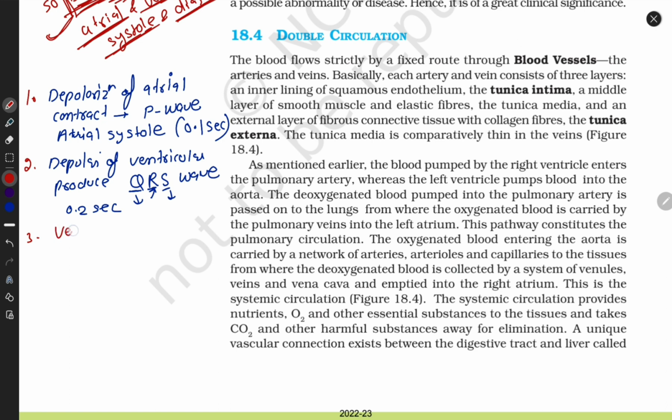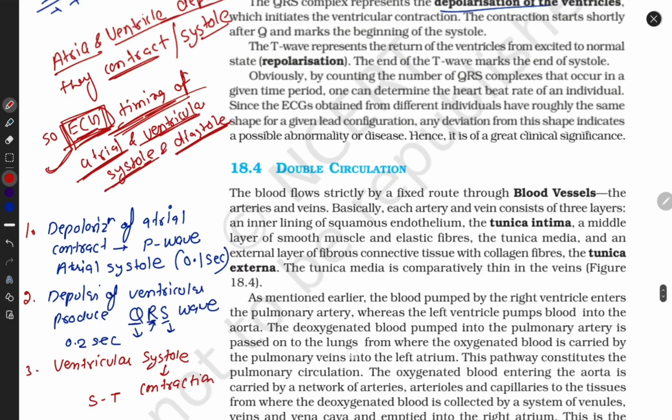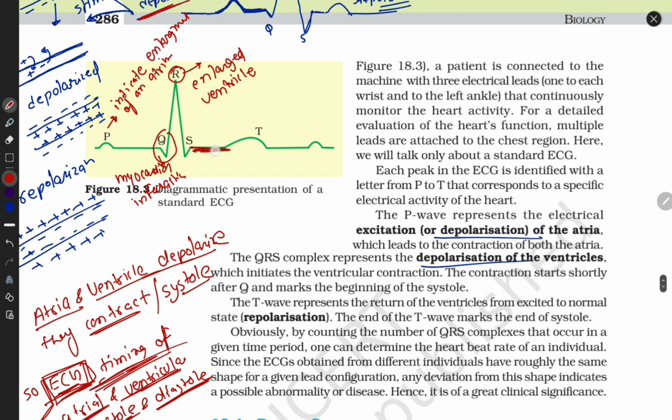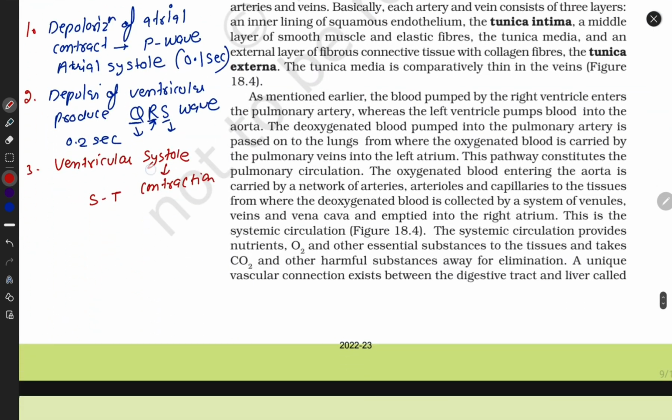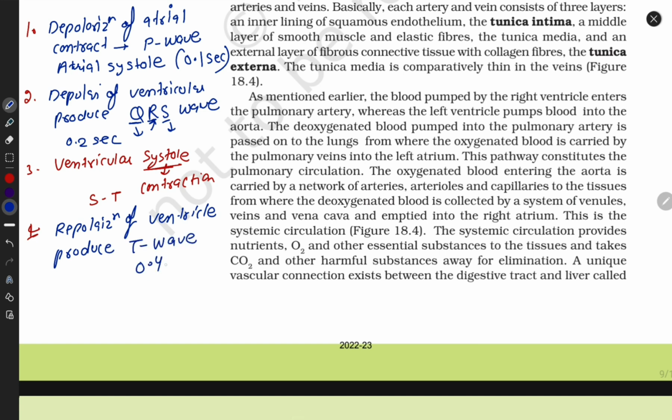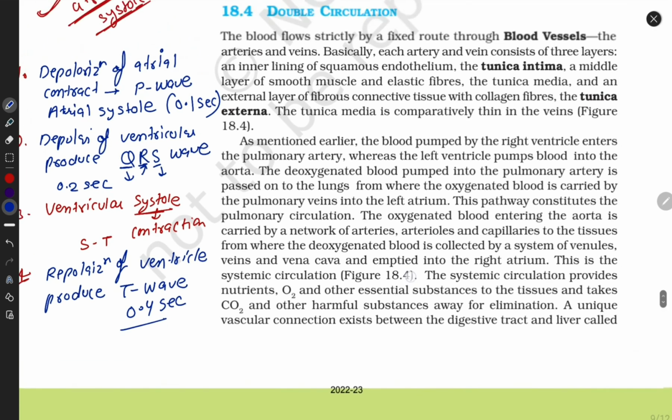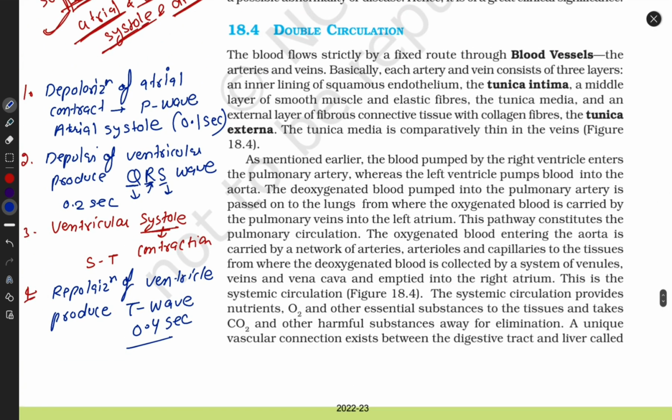Now let's move to the third point. Ventricular systole. What is the meaning of systole? Contraction. And this is the gap between S and T. Here the ventricles are in systole. Next, repolarization of ventricles produces the T wave. And how many seconds? 0.4 second. So this is all about your flow chart.